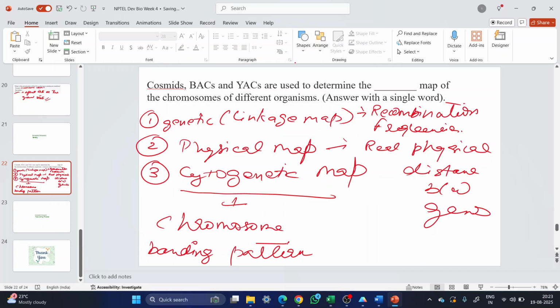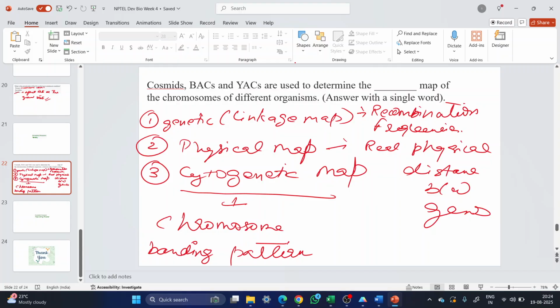I told you these are large insert cloning vectors, and basically these allow researchers to maintain long stretches of DNA inside the clone. And by arranging overlapping clones, which we call contigs, you can actually reconstruct the whole genome. We reconstruct the whole sequence. And why do they determine the physical map?